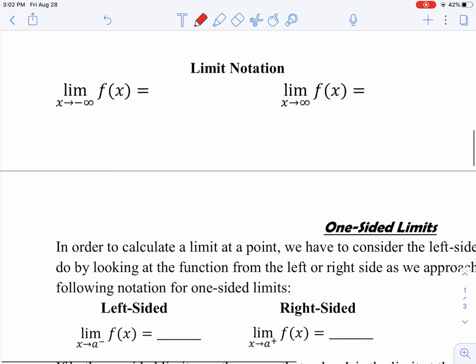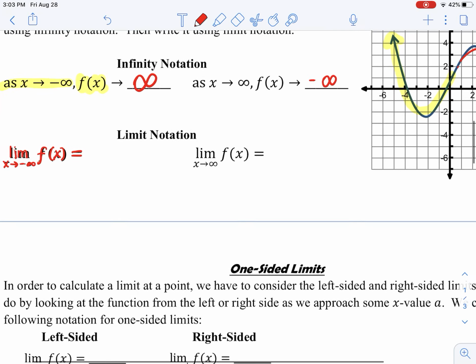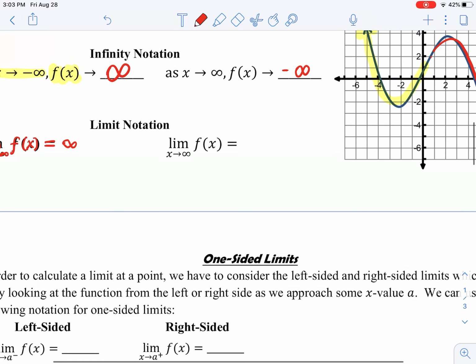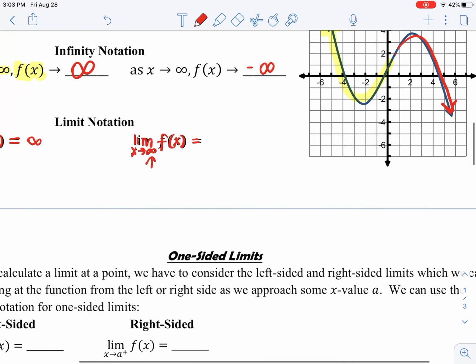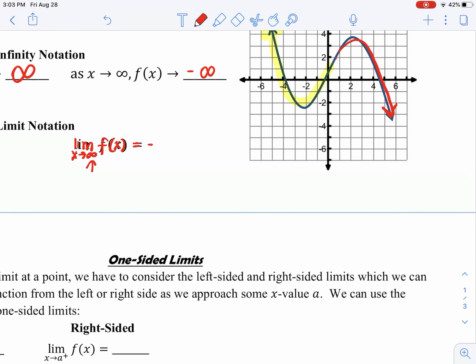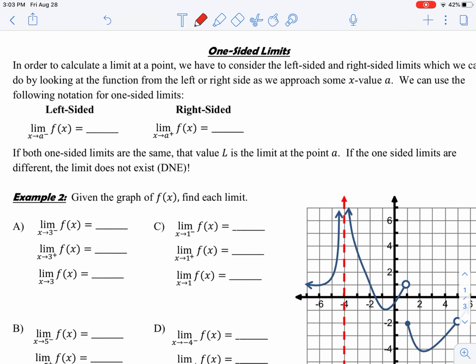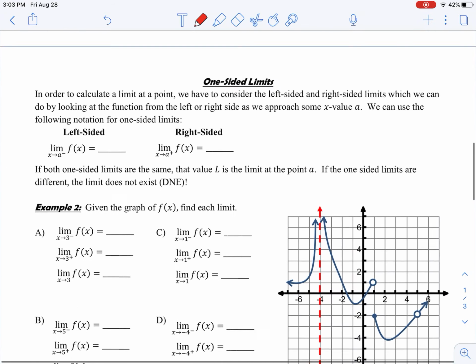We say the limit as x approaches negative infinity, and then whatever the function name goes right here, so f of x equals, and then you're going to look over here, as it goes to the left, it's going upwards, so towards infinity. And then the limit as x approaches positive infinity of the function. So this is saying as your x values are getting bigger, or as you're looking to the right, it's going downward, so negative infinity. That is limit notation. Okay, and that is end behavior.